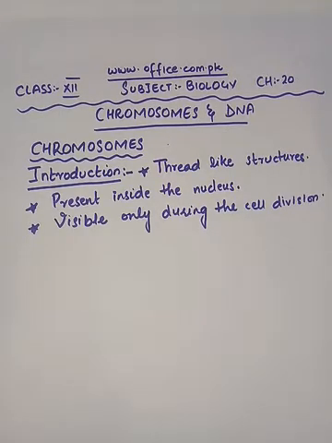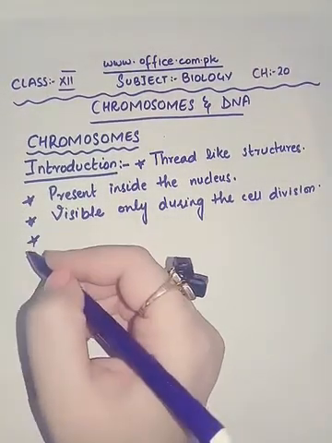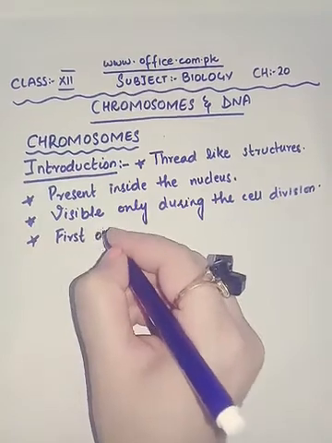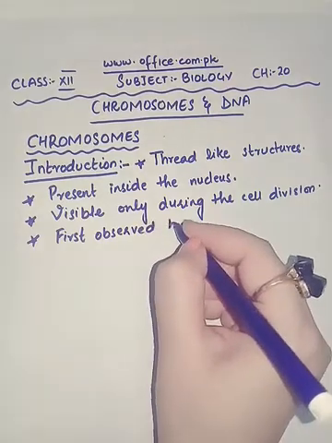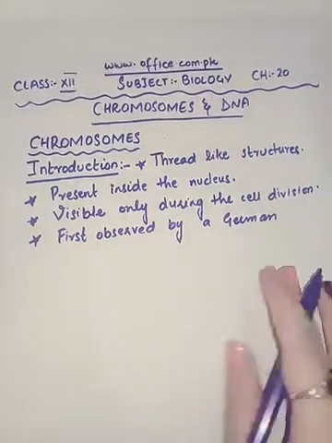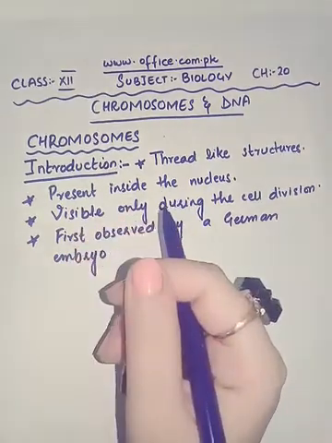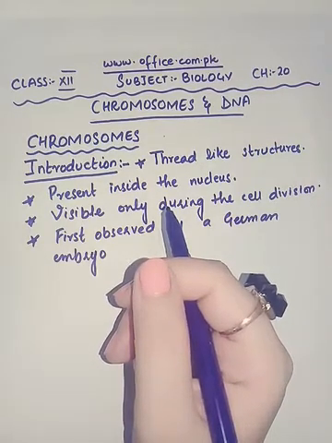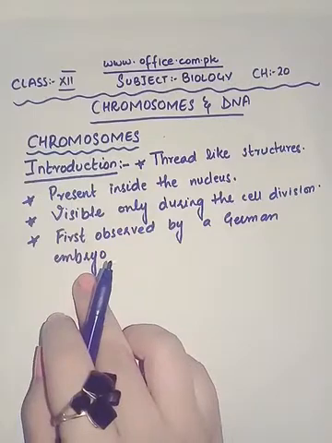As we move towards the history of the chromosomes, they were first observed by a German embryologist. Embryologists are those who study the development of an embryo into a complete individual. They start studying from a fertilized egg to a complete individual, and they study in detail all the stages that an embryo goes through to complete its developmental cycle. His name was Walter Fleming.